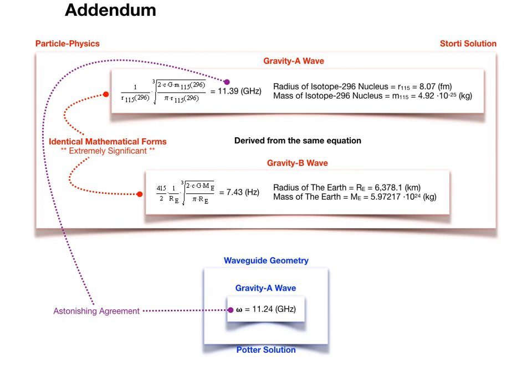What is particularly important to recognise is that Storti derives the gravity A and B wave frequencies utilising a single equation derived from particle physics. It is inconceivable that the correlation between the information on screen could be coincidental. This concludes our reverse engineering progress report.